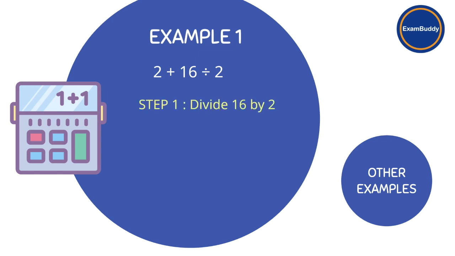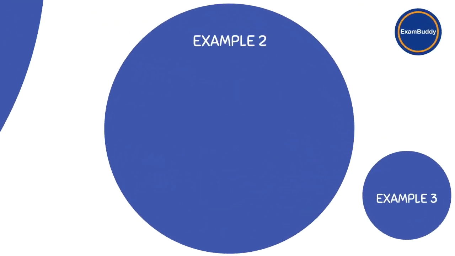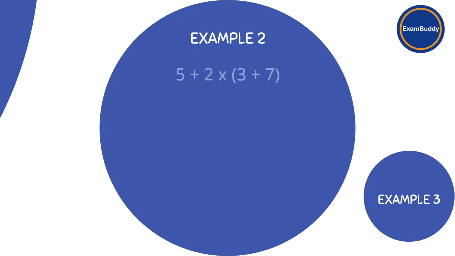So, step 1. There are no brackets, there are no indices, but there is division. So we divide 16 by 2. There's no multiplication, but there is addition. So we add 2. This gives us the answer 10. Let's move on to another example. Again, pause your recording if you want to answer this before we give the explanation.